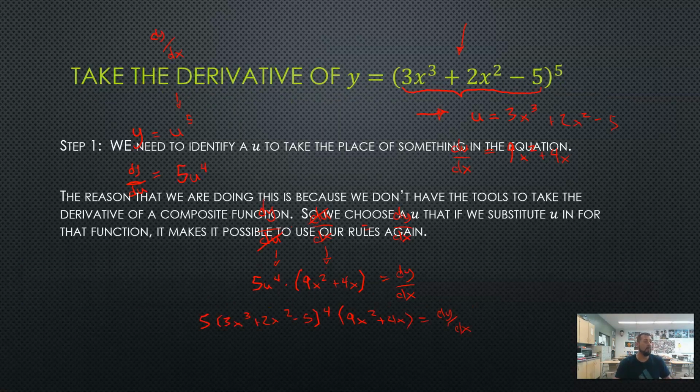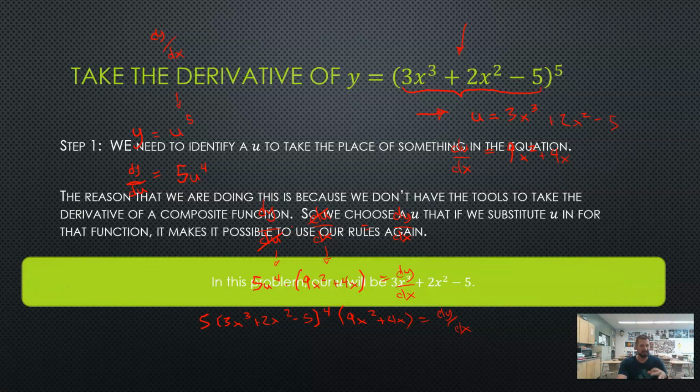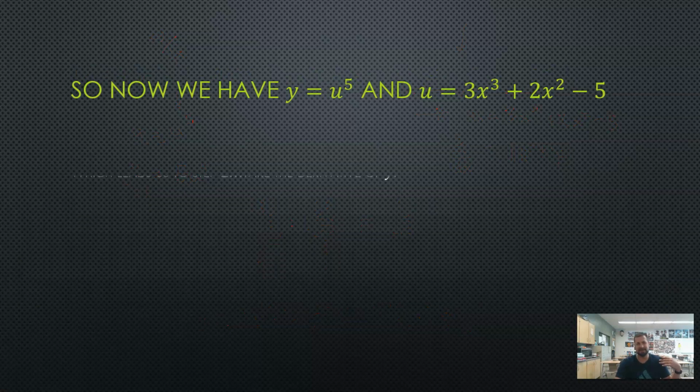Step number 1 every single time when we do these problems, now that we know how to do it, is we have to identify what our u is. In general, u is something that is inside of a parenthesis. It's the thing that's making the function a composite function. So in this case, the fact that 3x to the third plus 2x squared minus 5 is inside of the parentheses makes it a composite function, because all of that is being raised to the 5th power. So we choose our u. Our u is going to be 3x to the third plus 2x squared minus 5, like we did before.